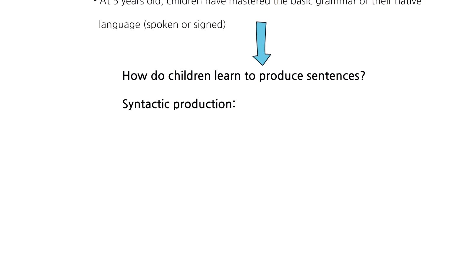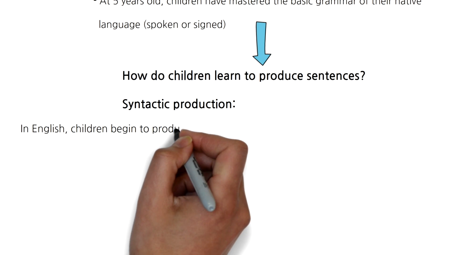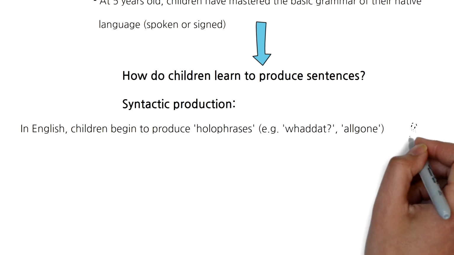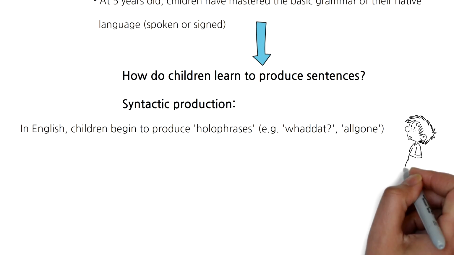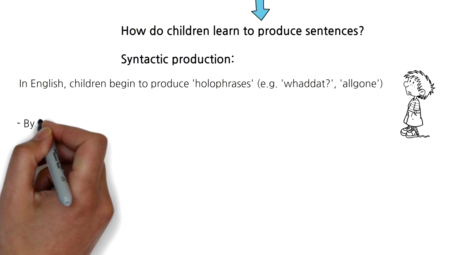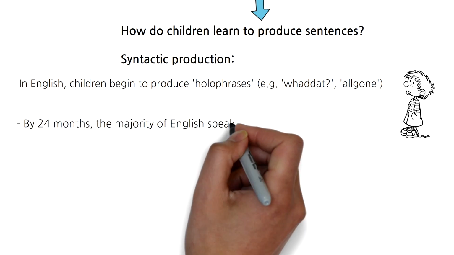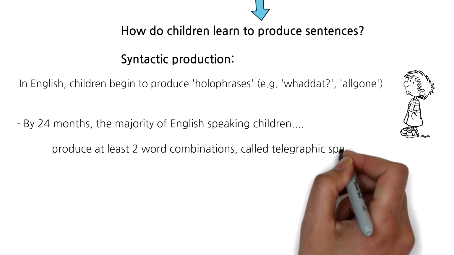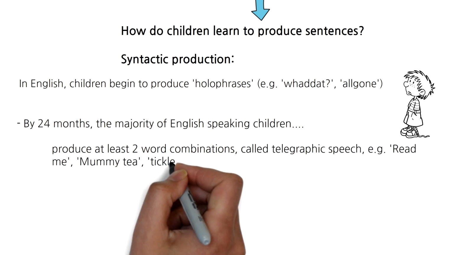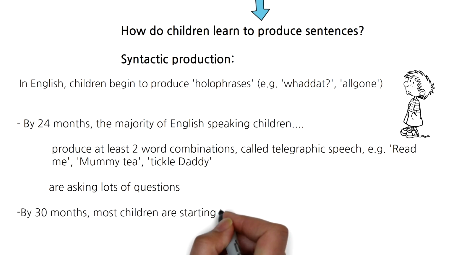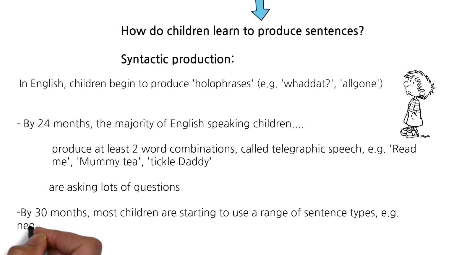Through syntactic production. In English, children begin to produce hollow phrases. For example, rote-learned chunks such as "what's that" and "all gone", alongside their first words. By 24 months, the majority of English-speaking children are producing at least 2-word combinations that have been described as telegraphic speech because non-essential items and elements are missing. For example, "read me", "mummy tea", or "tickle daddy".